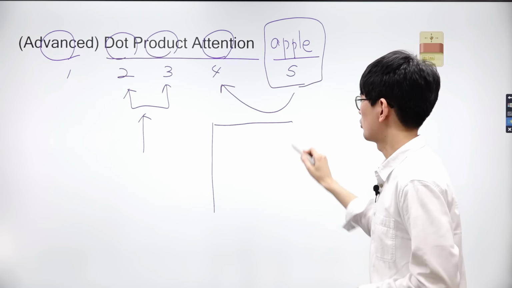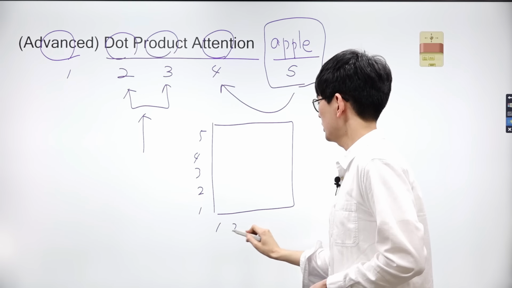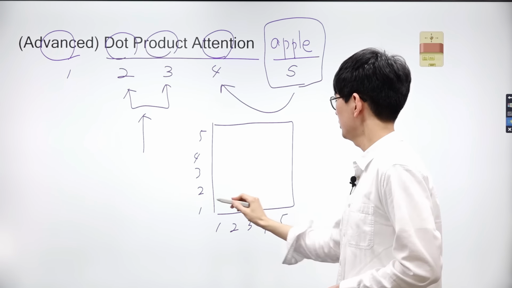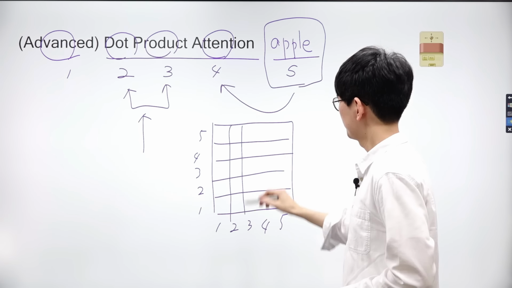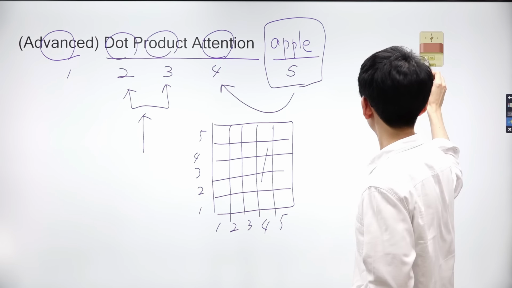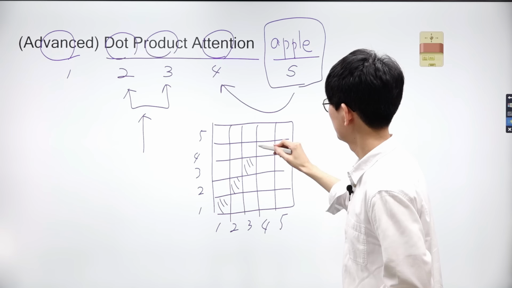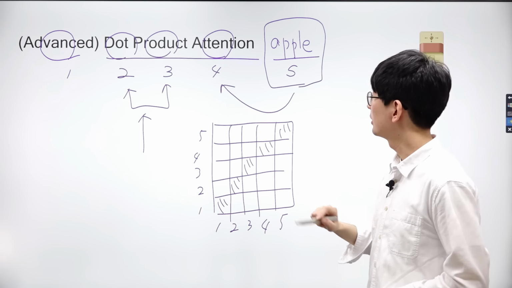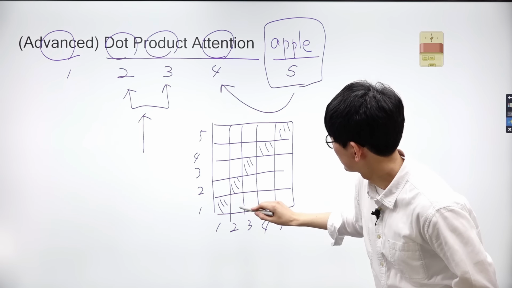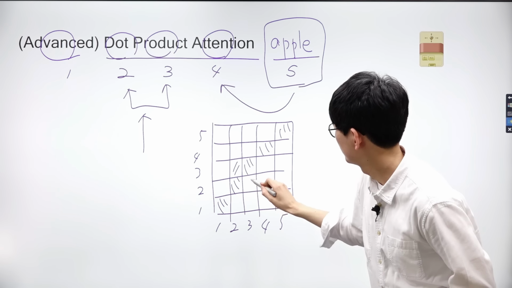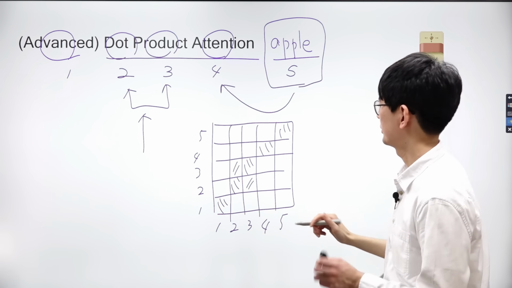Let's create a table with 5 rows and 5 columns, where each row and column corresponds to a word in the title. The similarity measure between a word and itself is very high, so I will fill the diagonal boxes with the darkest color. The similarity measure between the words dots and product is also high, but not as much as the self-similarity measure. Suppose the similarity measure between dots and attention is also high.